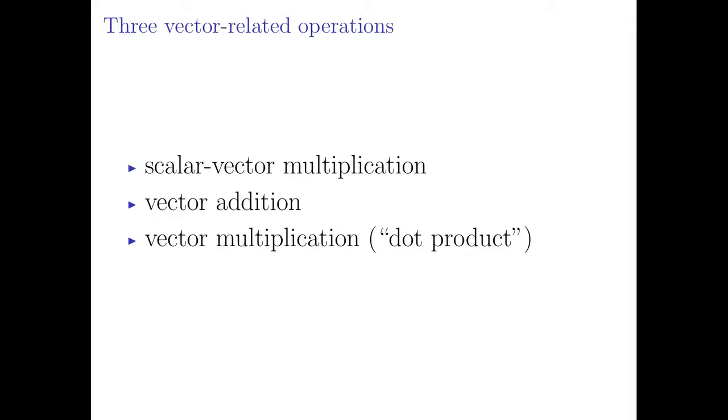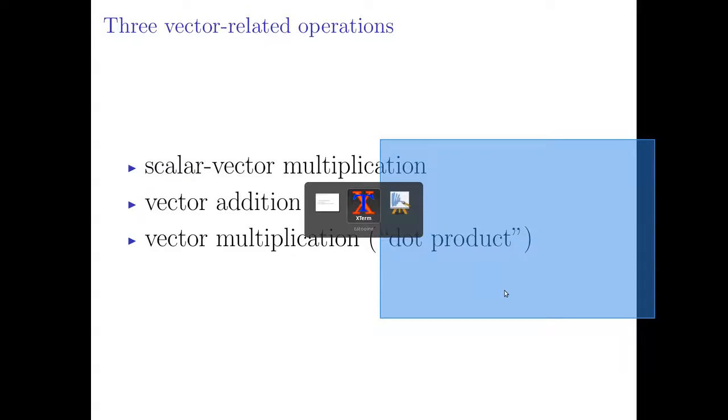By the way, you will notice on this list something absent, and that is scalar vector addition. So what about taking a scalar and adding it to a vector? It turns out we can't do that. It turns out that's not a thing, and that's just going to be because of how we define it.